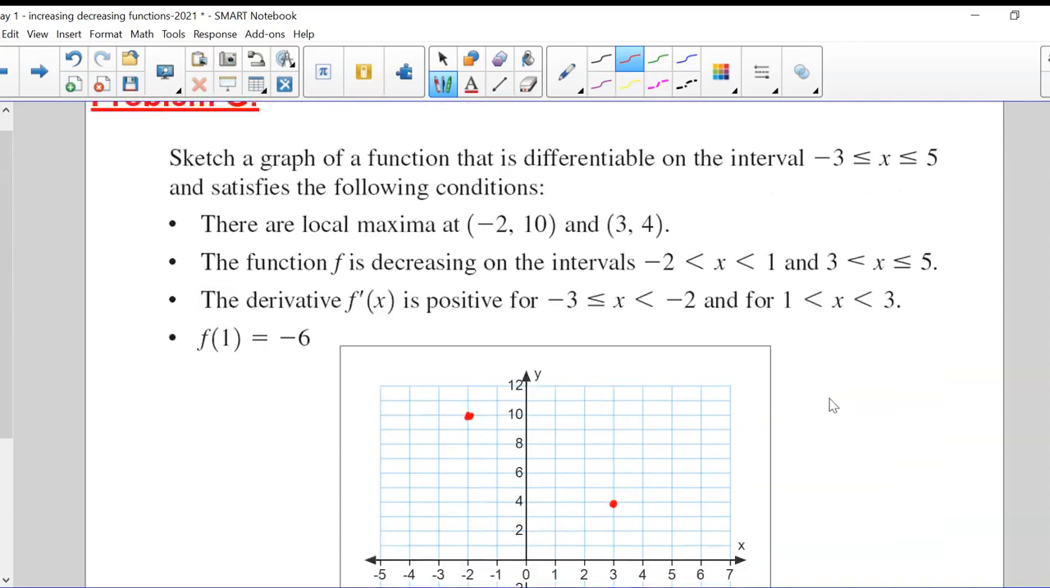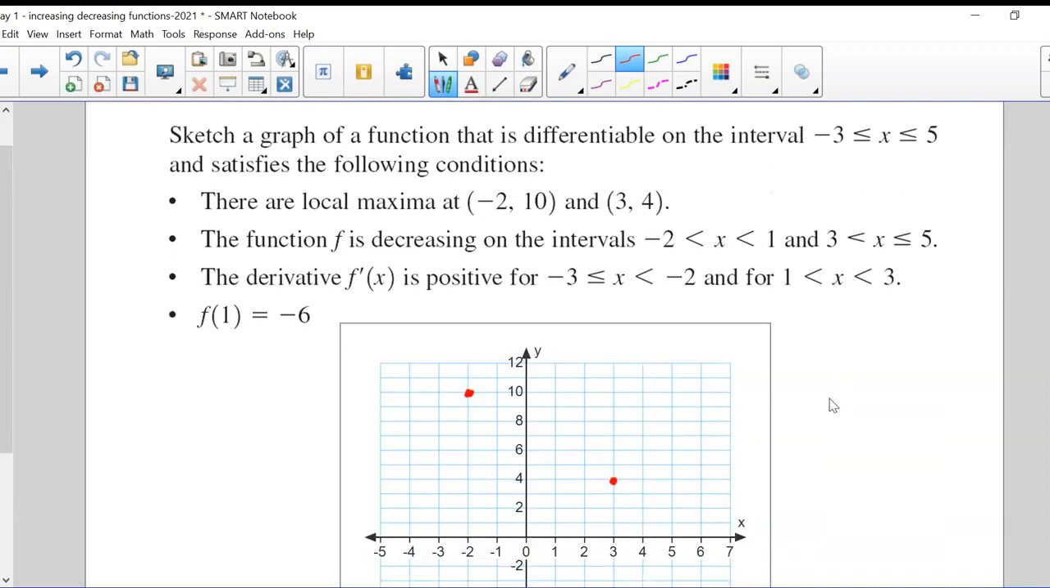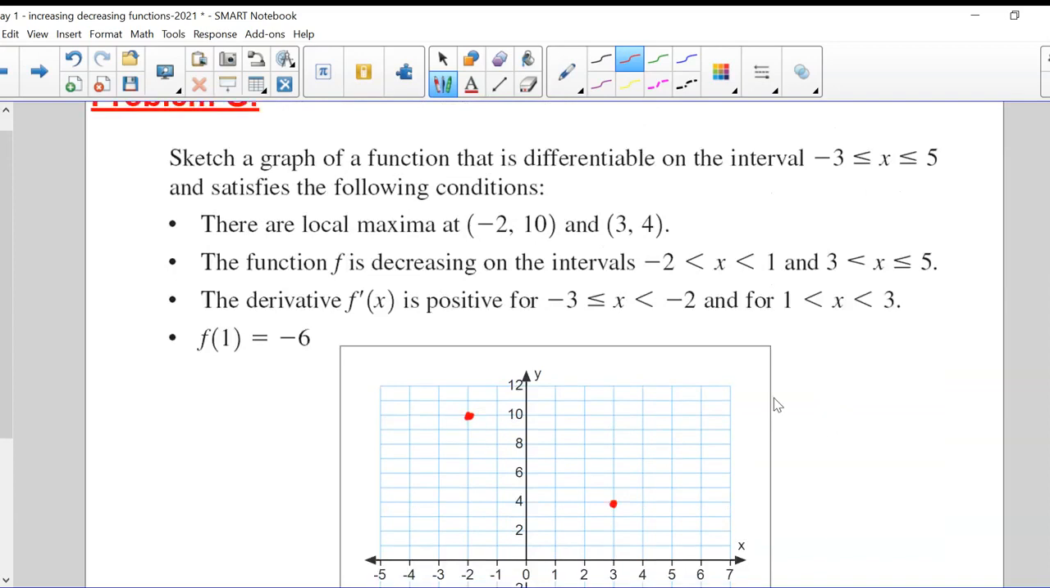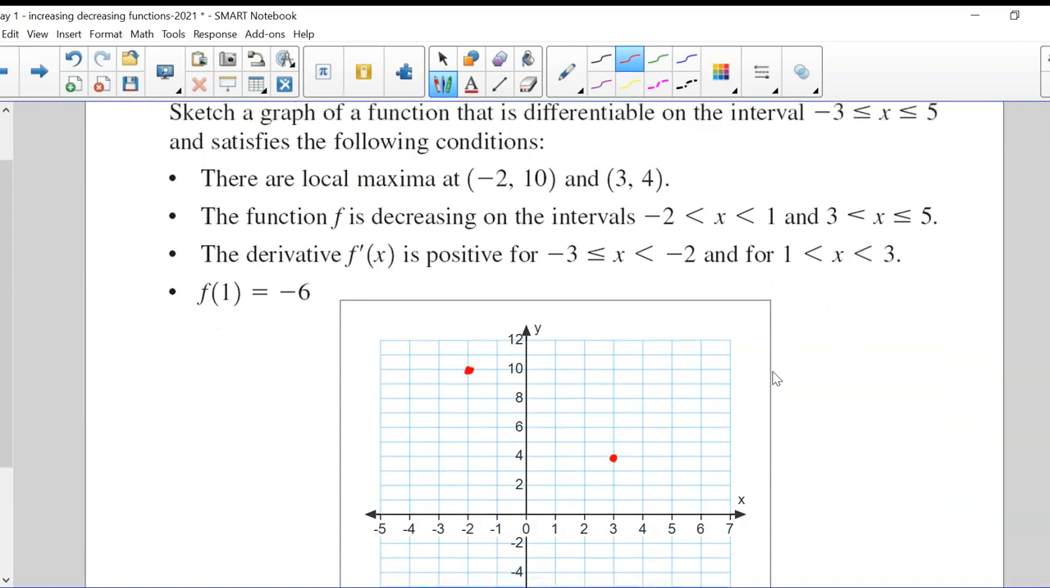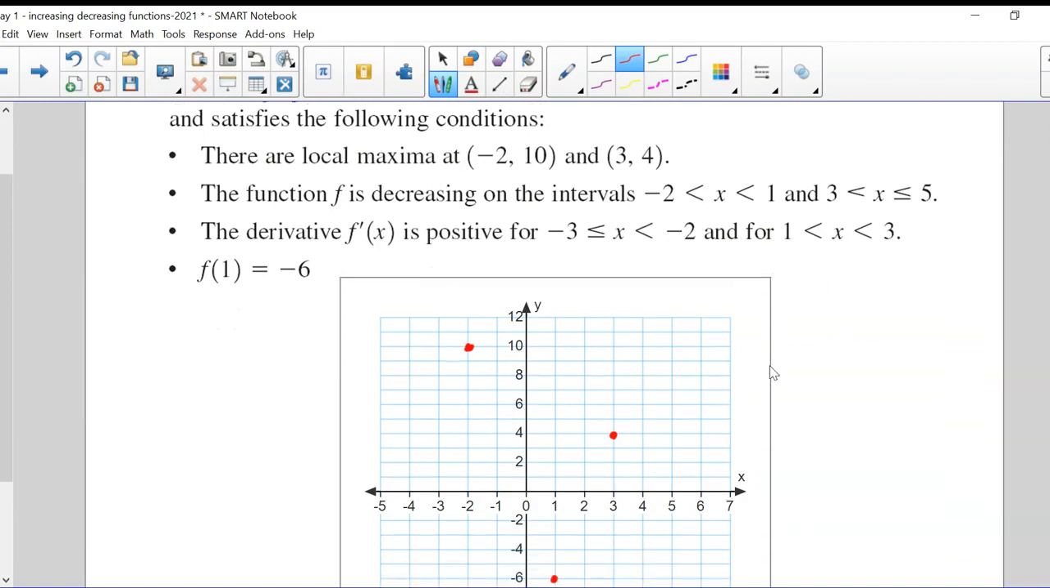Okay, so this should be fairly simple to do. Decreasing on the interval between -2 and 1. So between -2 and 1, here is 1 right here, it's decreasing. And then it's going to go through this point right here. And then from 3 to 5, it's also decreasing. So here it's decreasing. And then it's positive.